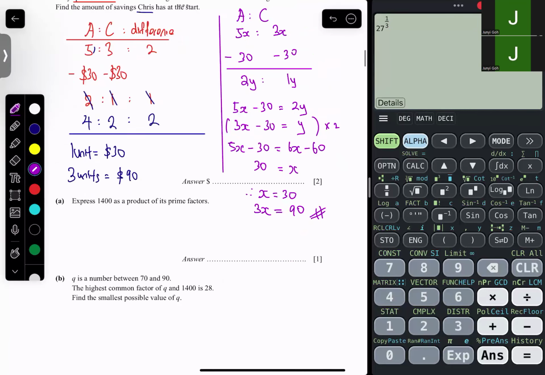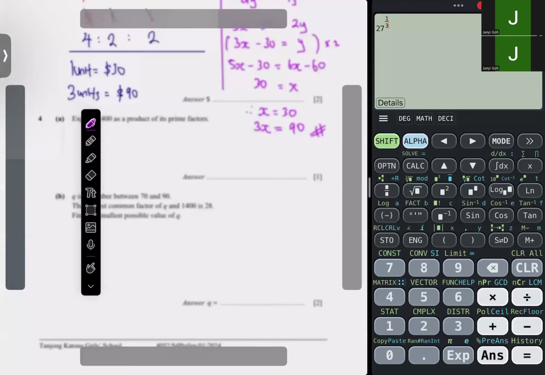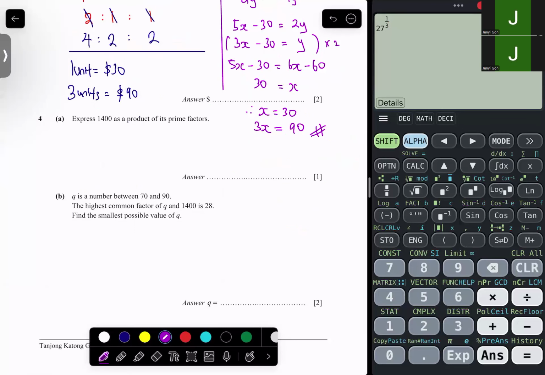Now, next. Express 1400 as a product of its prime factors. This one is a secondary one topic. So basically, you want to break down 1400 by its prime numbers. 1400 divided by 2, 700. Divided by 2, 350. Divided by 2, 175. Then cannot divide by 2 anymore, so next one should be divided by 5, so we'll get 35.